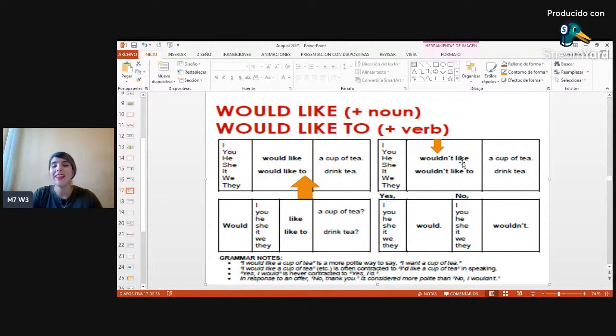And if we want to talk in a negative form, si queremos hablar de una forma negativa, lo único que hacemos es adding not or an apostrophe and T. It's like a contraction, okay? So I wouldn't like a cup of tea. No me gustaría una taza de té. Aquí estamos hablando, no pongo "to" porque estoy hablando de un objeto o de algo. Pero si yo quiero usar I wouldn't like to drink tea.